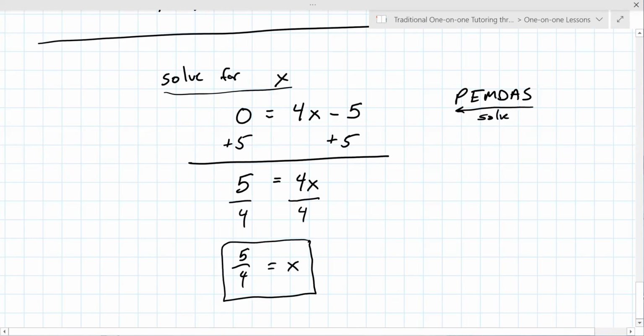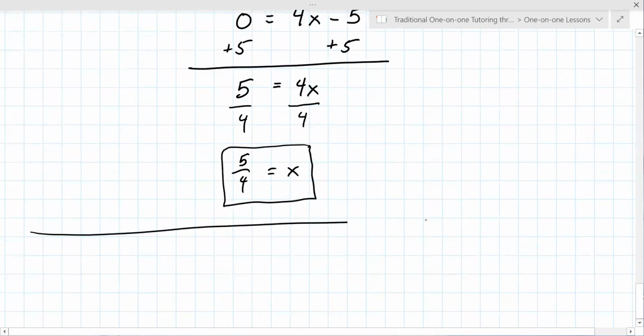Okay, so now let me have you try one. Were you able to get these steps down, or do you fully understand this? I think I fully understand that. Okay, let's try another one here. Solve for x in the following scenario.